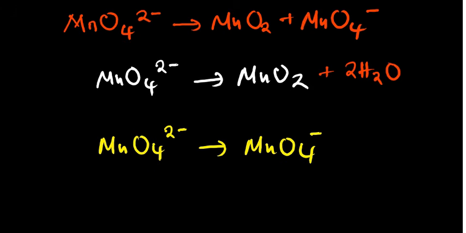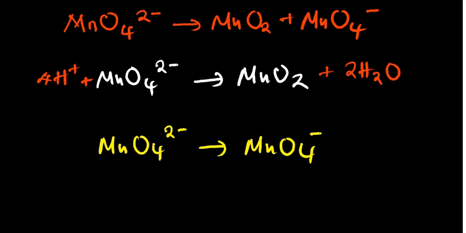So on the right hand side, I'm going to add 2 times 2, 4. So we need to add 4 hydrogen atoms. So at this point we've balanced oxygen, hydrogen and also manganese. We can quickly now go to our second half reaction.